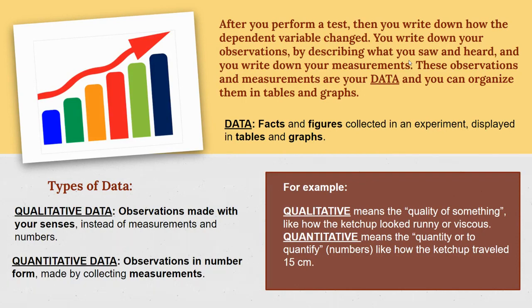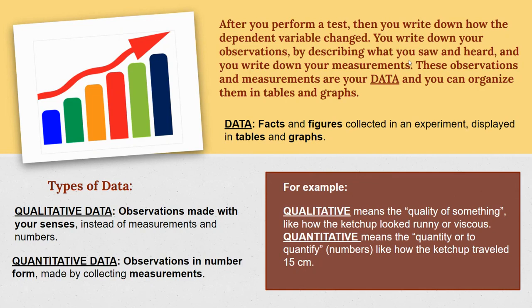After you perform a test, you write down how the dependent variable changed. You write down your observations by describing what you saw and heard, and you write down your measurements. These observations and measurements are your data, and you can organize them in tables and graphs. Data: facts and figures collected in an experiment, displayed in tables and graphs. Types of data: qualitative data, observations made with your senses instead of measurements and numbers. Quantitative data: observations in number form, made by collecting measurements.